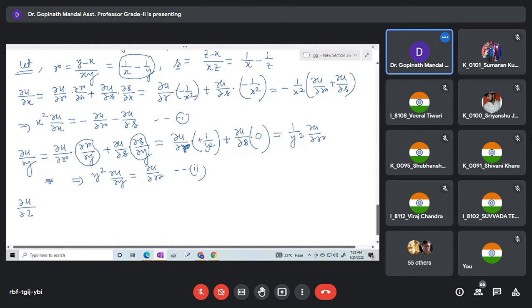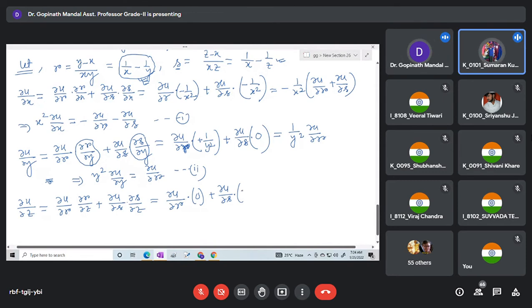Now ∂u/∂z. u is a function of two variables r and s, so this is ∂u/∂r ∂r/∂z and ∂u/∂s ∂s/∂z. Now ∂r/∂z: r is a function of x and y, so ∂r/∂z will be equal to 0, plus ∂u/∂s ∂s/∂z. s is a function of x and z, so the derivative of minus 1/z is plus 1/z². So 1/z² ∂u/∂s; multiply both sides by z².